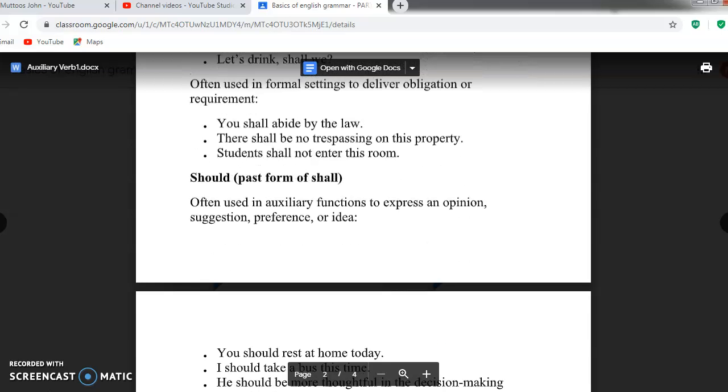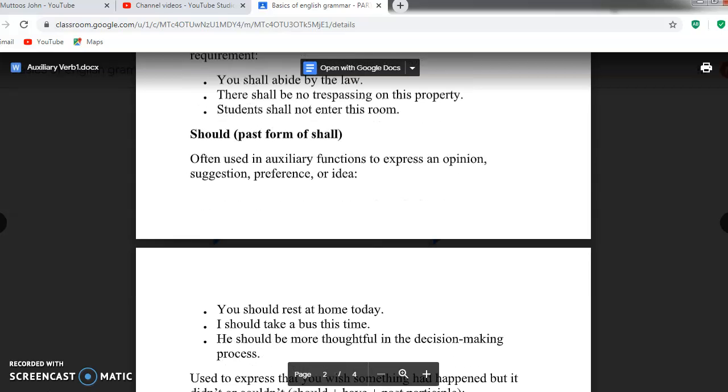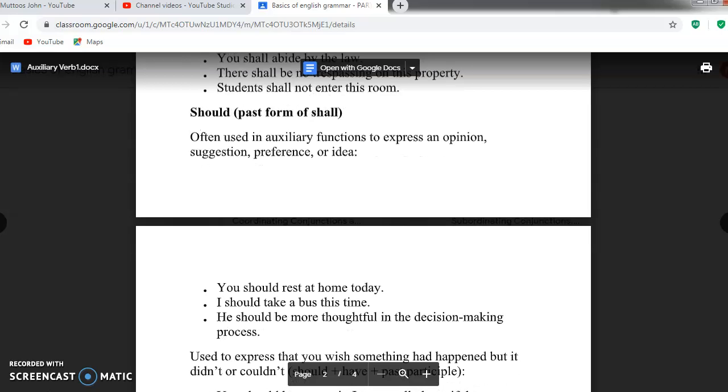Should is a past form of shall, used in auxiliary functions to express an opinion, suggestion, preference, or idea. Example, you should rest at home today. I should take a bus at this time.